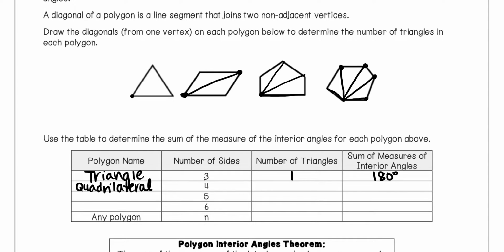In a quadrilateral, there are four sides, and inside of that, we created two triangles. The sum of the measures of the interior angles in that quadrilateral would be 2 times 180 because there were two triangles inside. So what that really means is that we have 360 degrees inside of the entire quadrilateral.